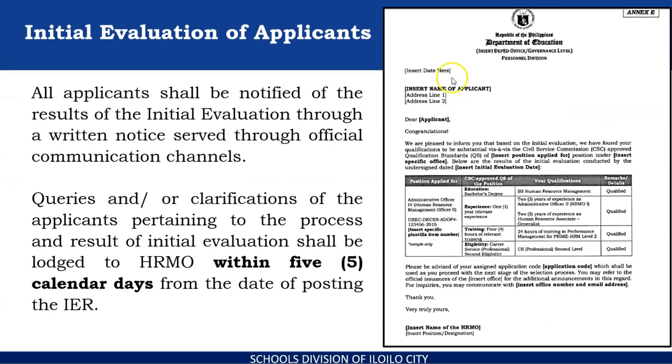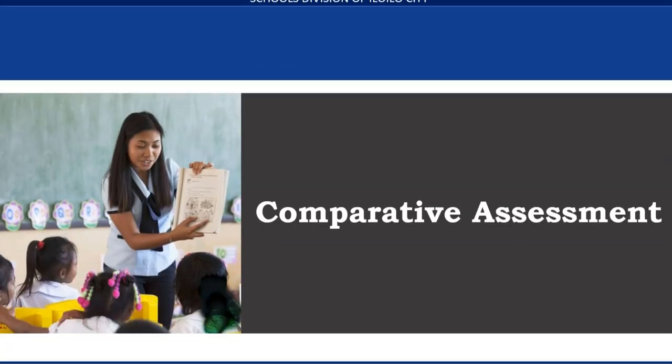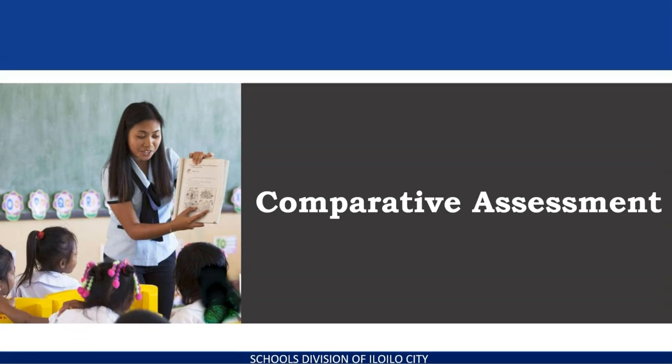All applicants shall be notified of the results of the initial evaluation through a written notice served through official communication channels. Queries and/or clarifications of the applicants pertaining to this process and result of initial evaluation shall be lodged to HRMO within 5 calendar days from date of posting of the IER. Next stage is comparative assessment.